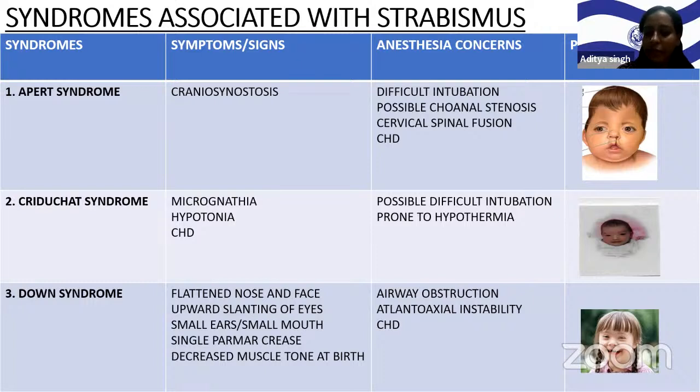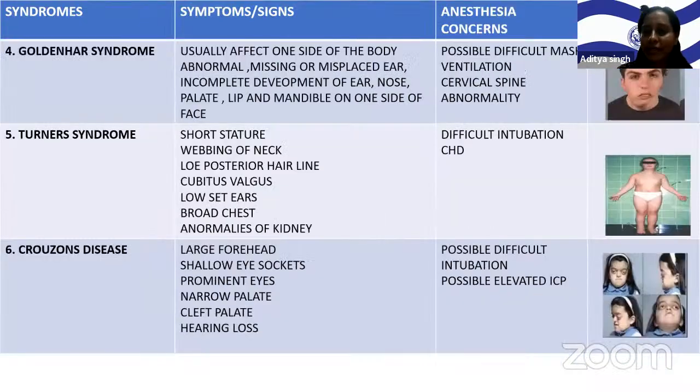Down syndrome, they have small mouth and midface anomalies. These babies will have more airway obstruction, atlanto-occipital joint instability, and congenital heart disease. And Goldenhar syndrome is again a problem with the mandibular hypoplasia, one side of the face. These babies will have problems with mask ventilation, difficult intubation, and cervical spine abnormality.